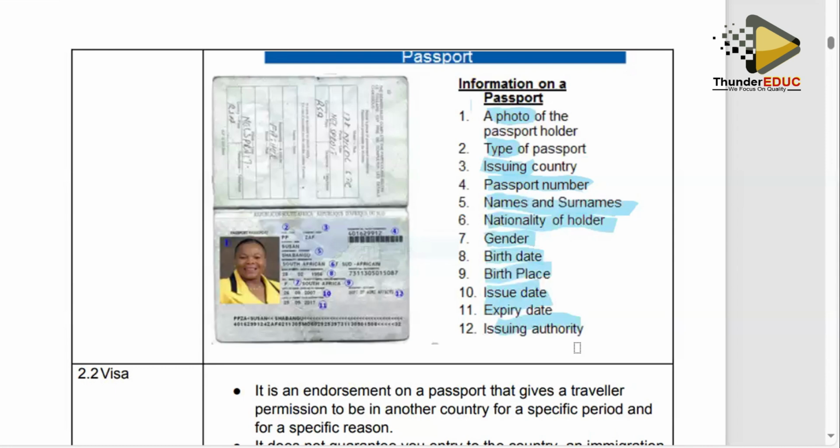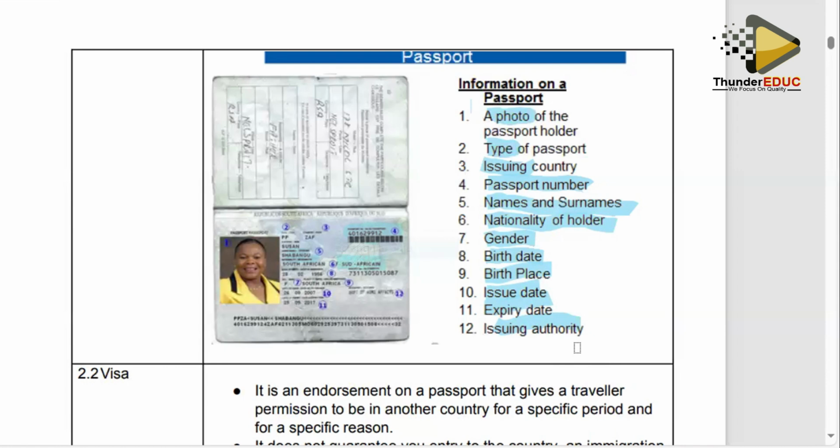The photo, number one, we have it here. This is the photo. Then the type of passport appears on number two. It is indicated here. The issuing country, number three, is indicated here. Then we also have the passport number, which is number four, indicated on this side. It is actually a barcoded number. Then we also have the names and the surnames, which appear here on number 5. Then we also have the nationality, which appears here.